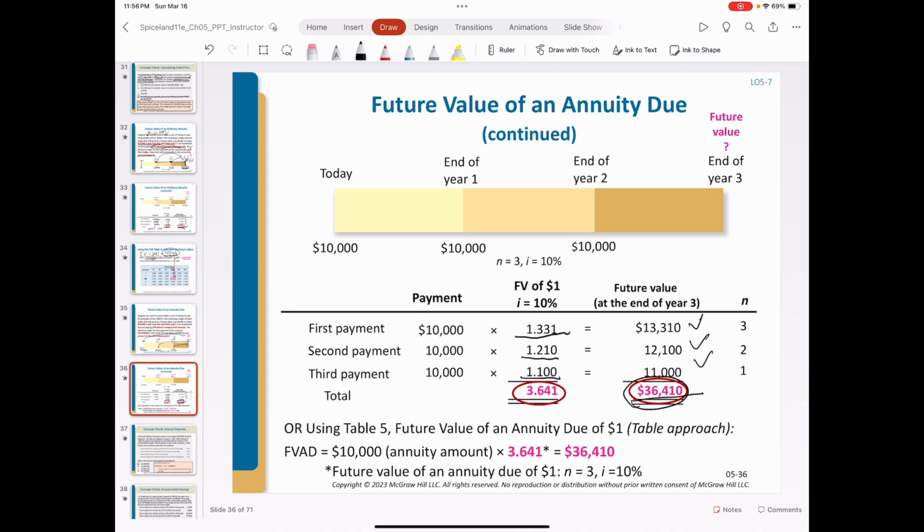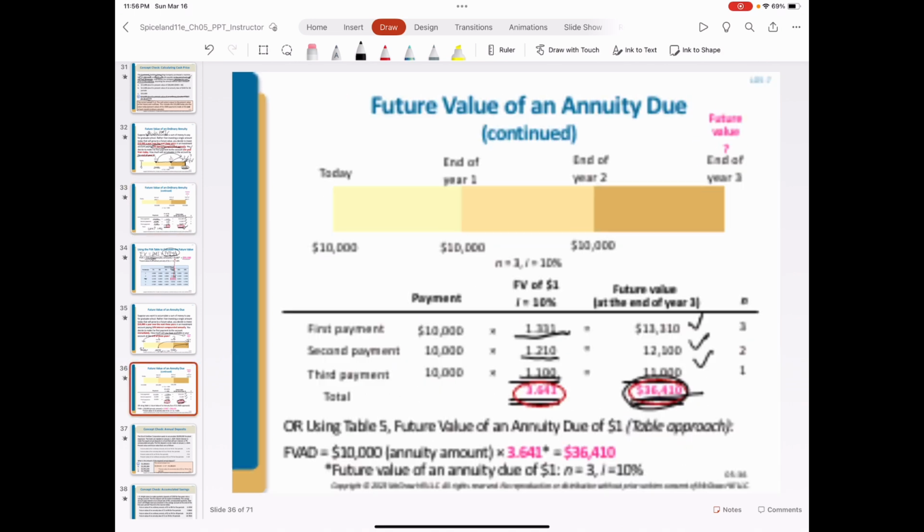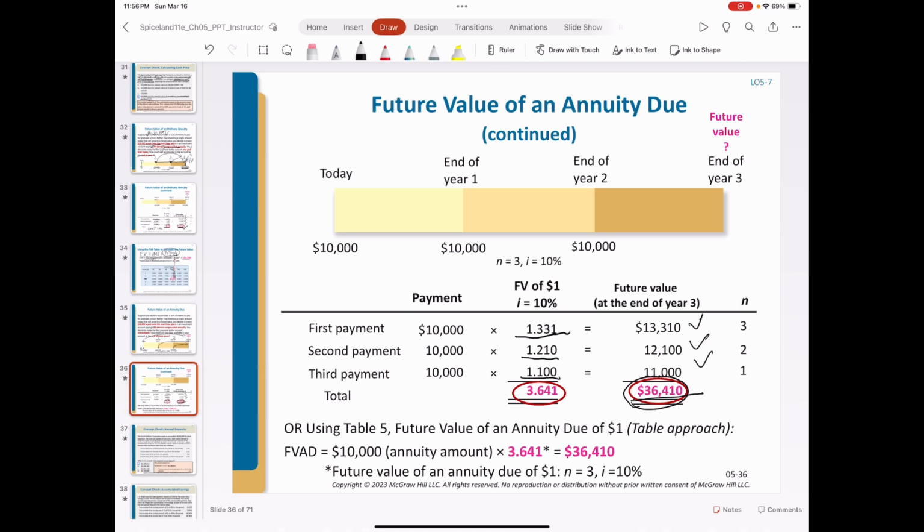Comparing to the value of the last example, 33,100, the future value of an annuity due is greater than the ordinary annuity, under the assumption both have the same amount of payments, same interest rate, and same number of periods.